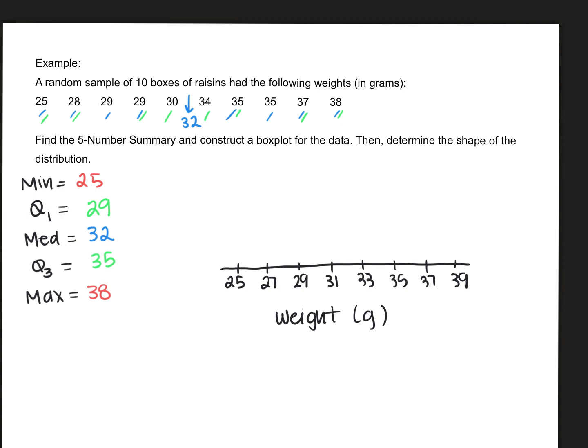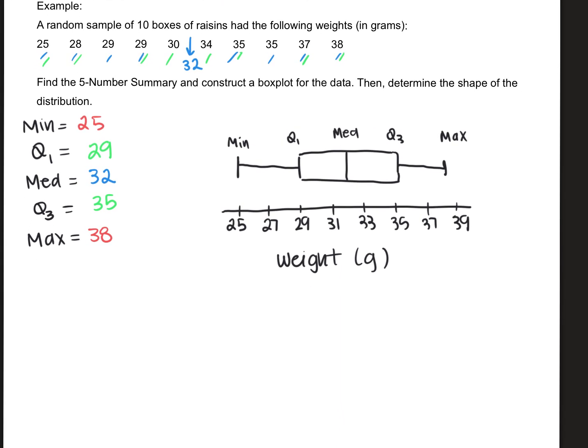So I'm going to start by making my line for my min. Then I'm going to do my whisker to quartile 1. Then I'm going to create my box to quartile 3. And then I'm going to label my median, 32. And then go to my max, 38. So min, quartile 1, median, quartile 3, max. And you don't have to label these things when we construct a box plot. It is known that that's where these things are in a box plot. So you don't have to label them every time.